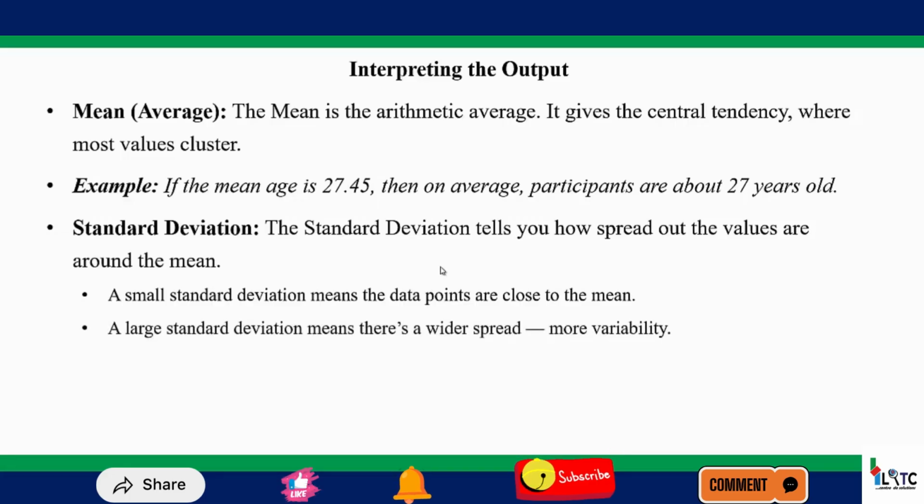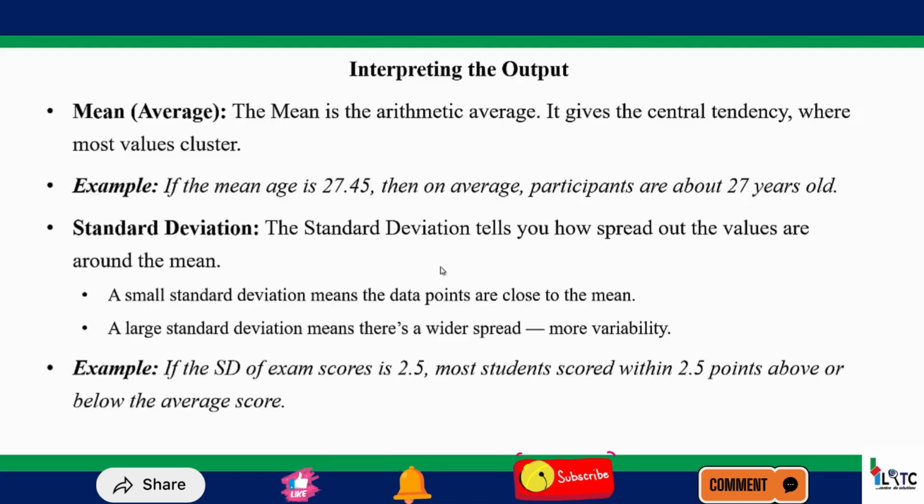I want you to quickly take note of this, that a small standard deviation means that the data points are close to the mean. For instance, if the standard deviation of an exam score is 2.5, then you can simply say that most students scored within 2.5 points above or below the average score. But if the standard deviation is maybe 10, in that case it simply means that most students scored within 10 points above or below. So a large standard deviation simply tells you that there is a wider spread, and it shows that the data is more volatile, or it varies.